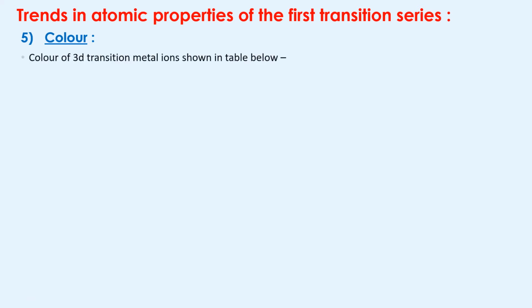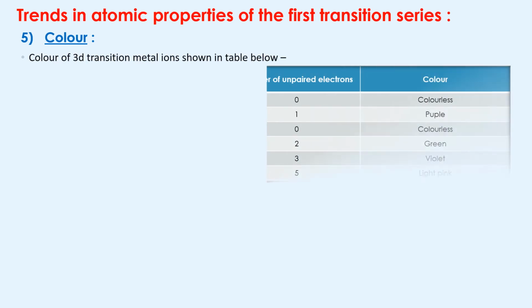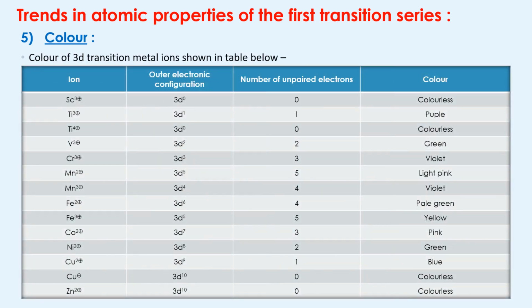now see the color of 3D transition metal ions as shown in the figure. If you look at this table, we have the ion, the outer electronic configuration, the number of unpaired electrons, and the color. Now see, the color of a transition element depends upon the number of unpaired electrons. So whenever the number of unpaired electrons in this table is 0, the compound appears to be colorless in nature.